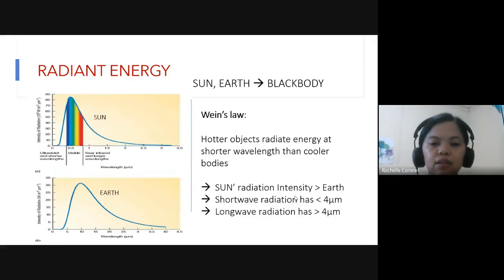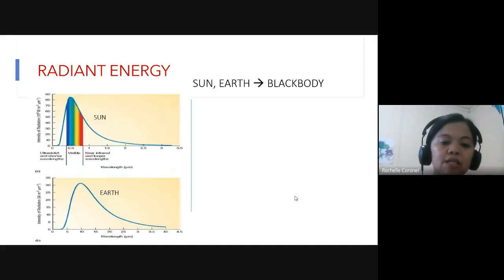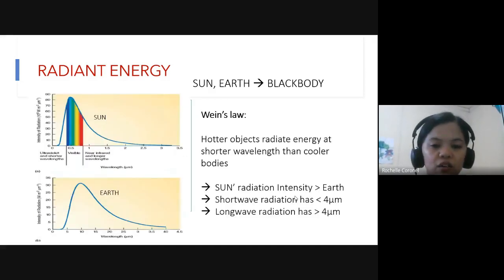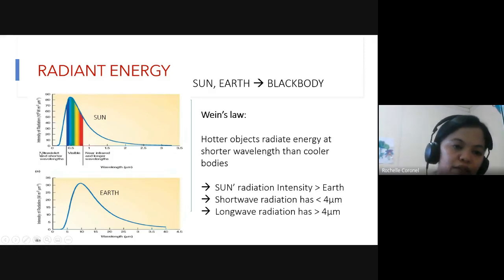Okay. So before that, aside from the Stefan-Boltzmann law, the sun and the earth also follow Wien's law, wherein hotter objects radiate energy at a shorter wavelength than cooler bodies. So comparing the two, the sun is much hotter than the earth. If you notice, this graph shows the wavelengths in the x-axis, and the intensity of radiation in the y-axis. In terms of radiation intensity, we can see the peak of intensity of the sun.